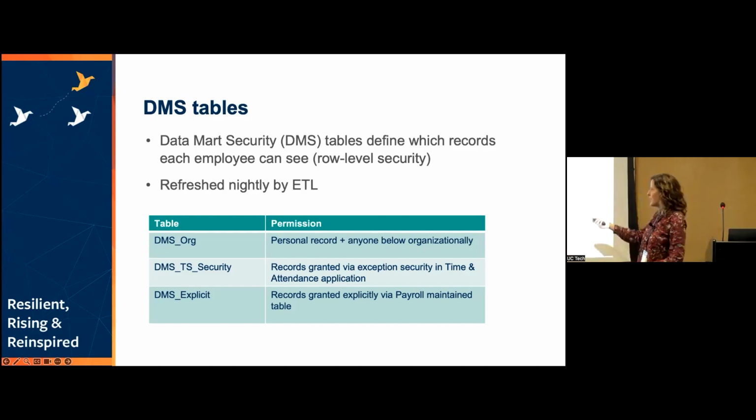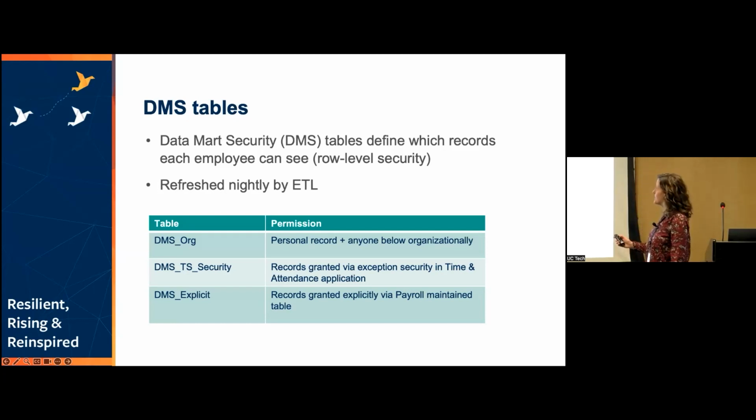Pretty easy, right? And then the third model is just an explicit model where we as a payroll team can explicitly define which employee records a person can see. It's in a table in the payroll workspace. So all of that magically every night gets bundled up by the ETL process and dumped off into a simple DMS table. That's how that's handled. It runs nightly. You really don't have to think about it once you get it set up.